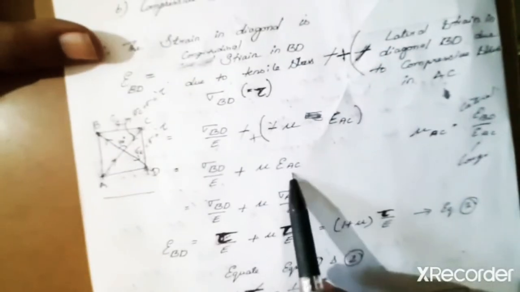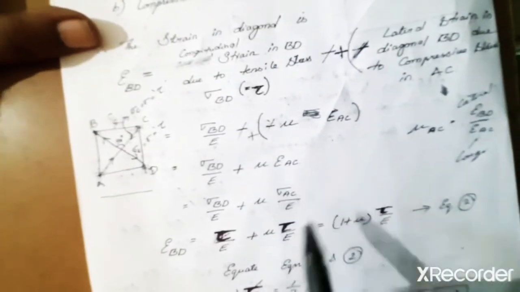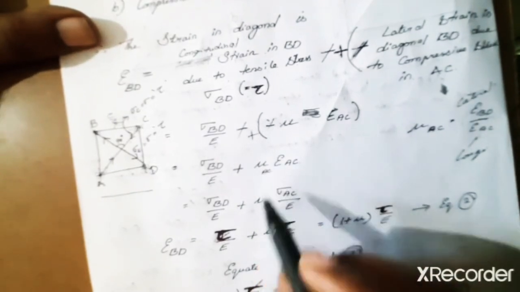I am denoting it as BD. BD represents the direction in which the lateral strain is going. In AC, if there is a longitudinal strain, the lateral direction is BD, right? So I am representing that. So now epsilon BD can be written as mu into epsilon AC, as shown in this figure. So now, of course, we can write simply AC here.